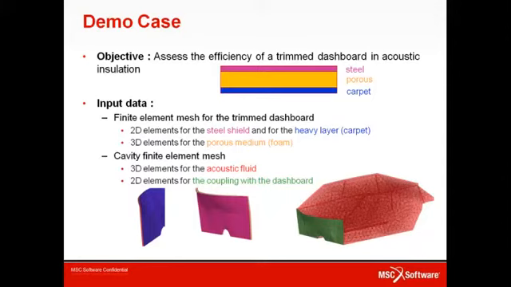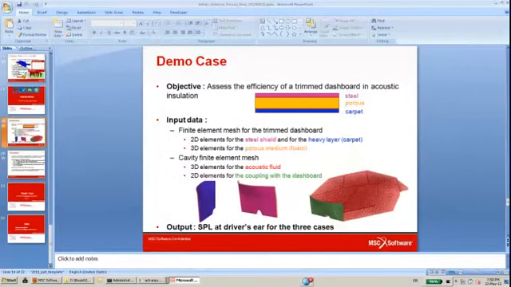The fluid structure coupling will be done through an incompatible interface so that the two meshes can be created completely independently. They can have different mesh refinements, and they can include even some small geometrical differences. The desired output of the analysis will be the sound pressure level at the driver's ear for the three different cases. So let's now leave this presentation and move to Actran.